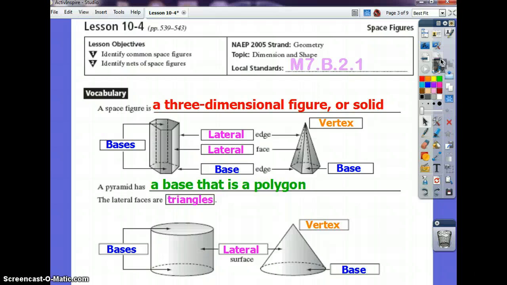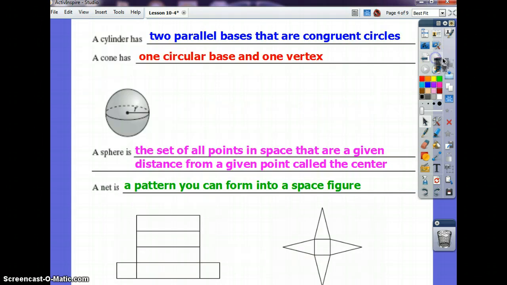A space figure is a three-dimensional figure or solid. You can see that a space figure has two bases if it is a prism. It has one base if it is a pyramid. And there's our new vocabulary that you see there next. A pyramid has just one base that is a polygon, and the lateral faces are triangles. In the next two figures you see, and we'll see the definitions on the next page, if it has two circular bases, that's a cylinder. If it has just one circular base and one vertex, that's a cone. Let's get those two new vocabulary.